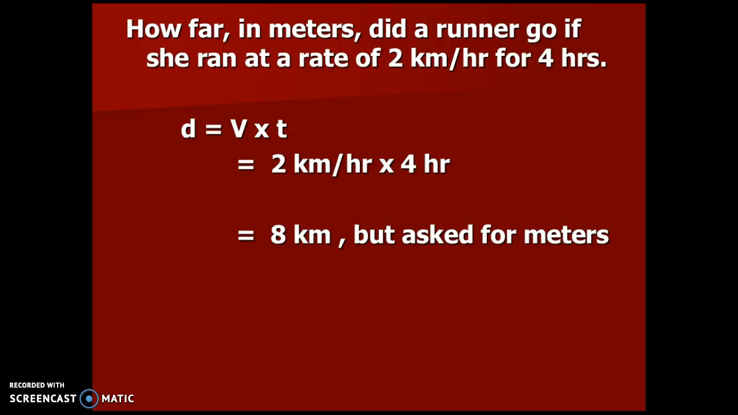So to go from kilometers to meters, you are going to hop 3 to the right, and that will give you 8,000 meters.